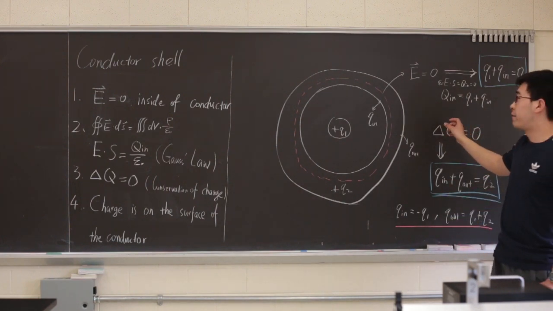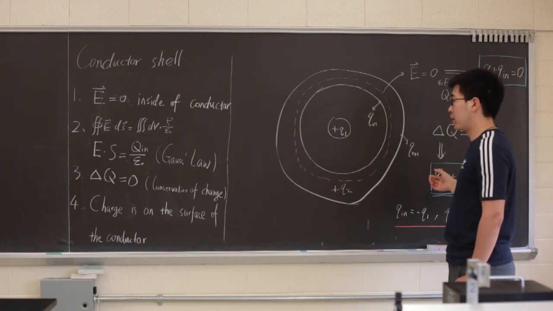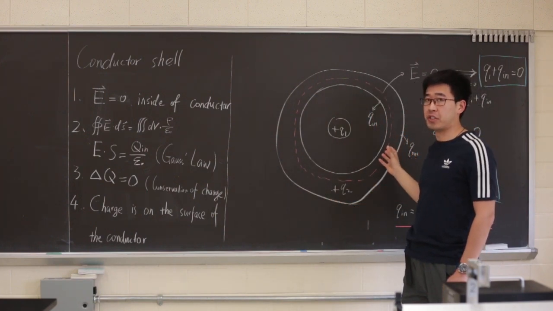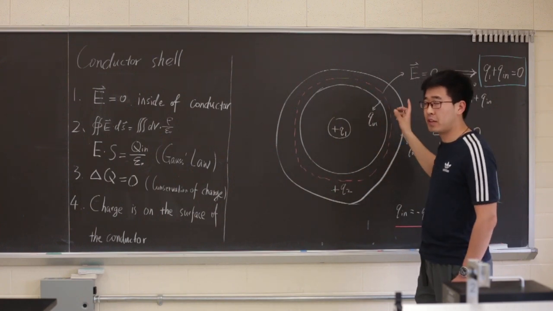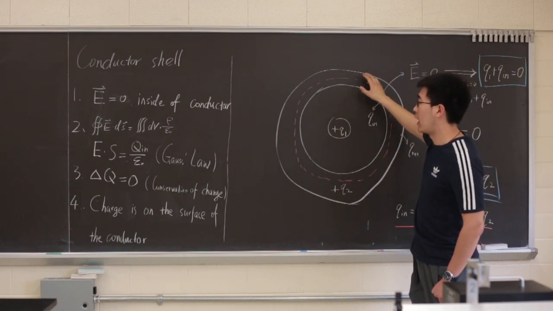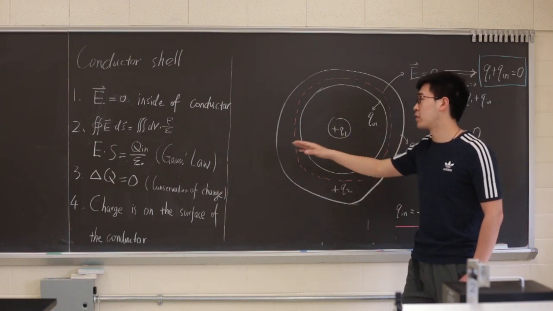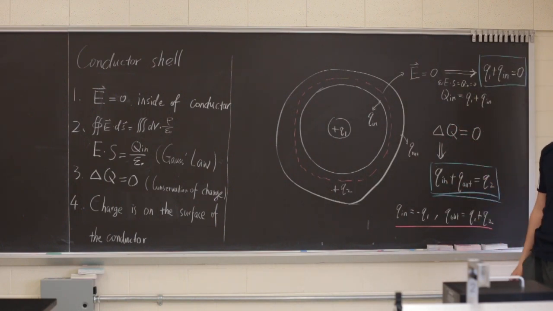So if I want to make the problem more complicated, I can just add another shell. You just do the same whole procedure: take a Gauss surface in the metal and add all the charge together to see if it's 0, then use conservation of charge to calculate the outer shell, and keep on going.